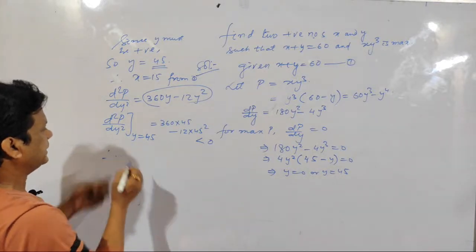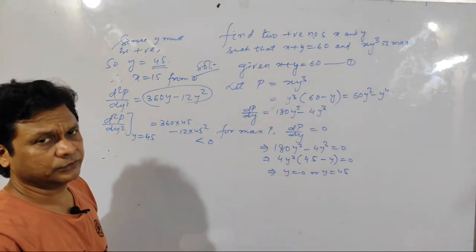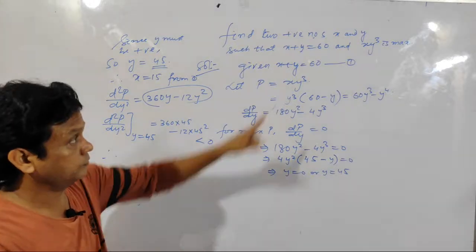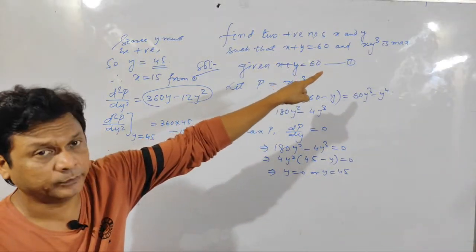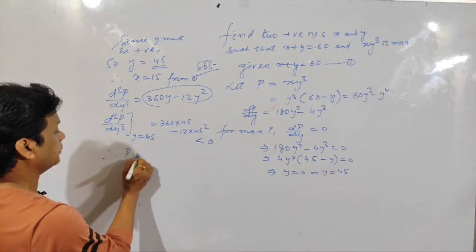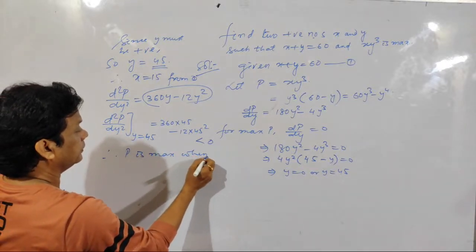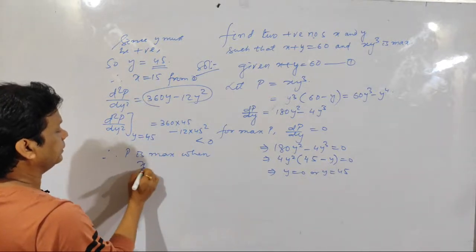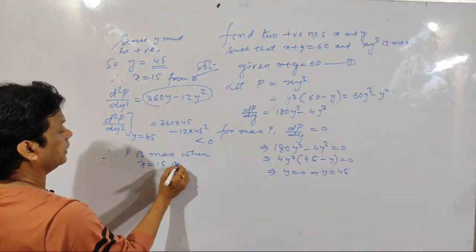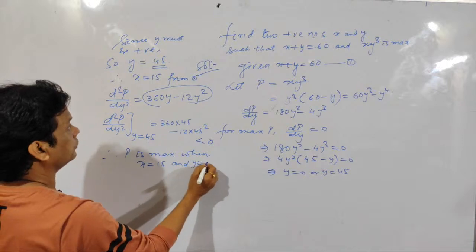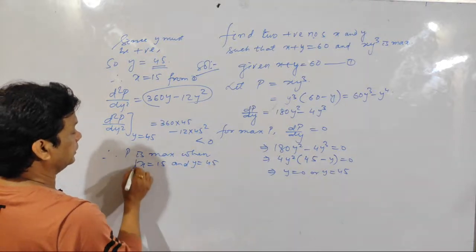Now, if the second derivative is less than 0, then the function will attain a maximum. It is given that the function will be maximum. Therefore, P is maximum when x is equal to 15 and y is equal to 45. Clear? These are the two values.